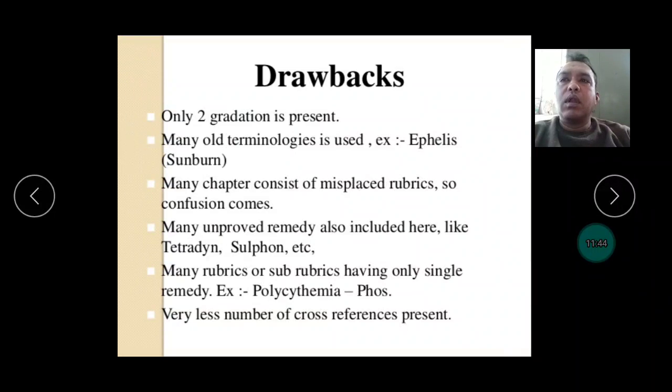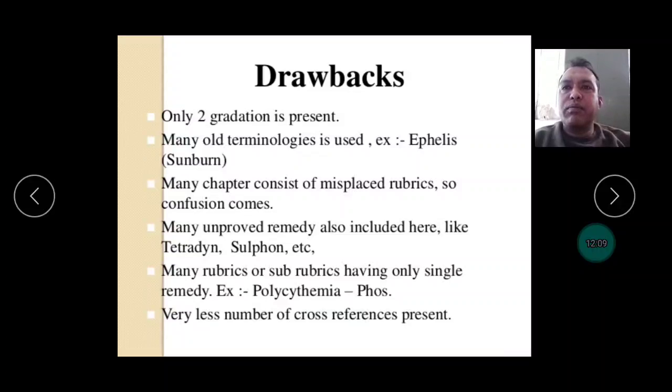Now what are the drawbacks or disadvantages? The first is that only two kinds of gradation are present, which makes it very confusing to select more symptoms or to cover more medicines, because again it is under two headings, that is, two gradations only. Second, so many old terminologies are used, for example sunburn, which is called phlyctena.